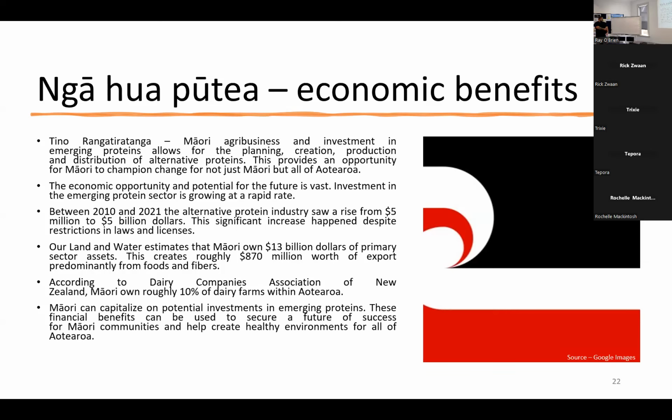According to the Dairy Companies Association New Zealand, Māori own roughly around 10% of the dairy farms in Aotearoa. So this is the part where I say, it's not to say that we don't understand that there will be some financial ramifications, but you're in a position where you do have money to be able to make these types of investments for the betterment of Māori and for the rest of Aotearoa. So Māori can capitalise on the potential investments in emerging proteins.